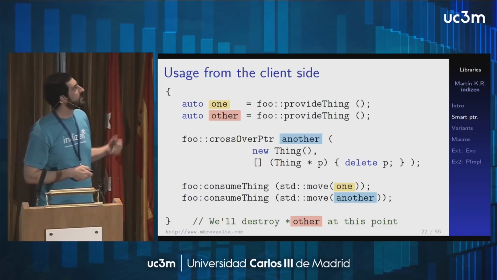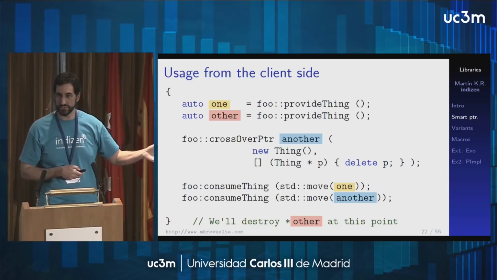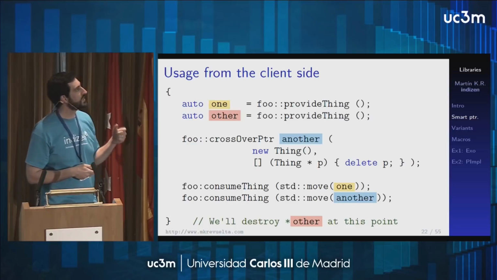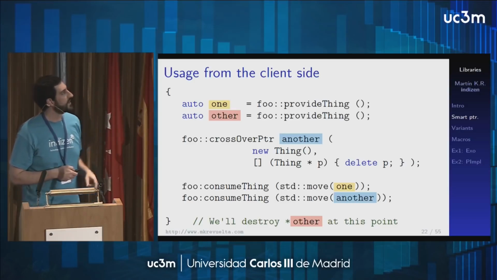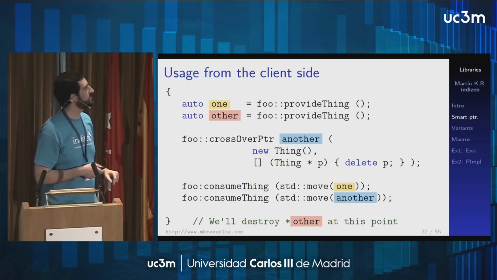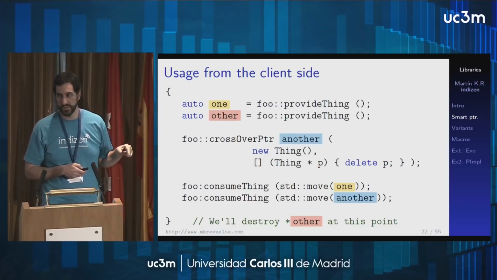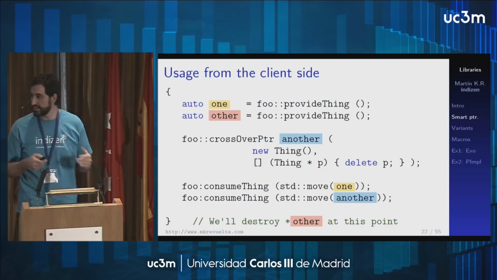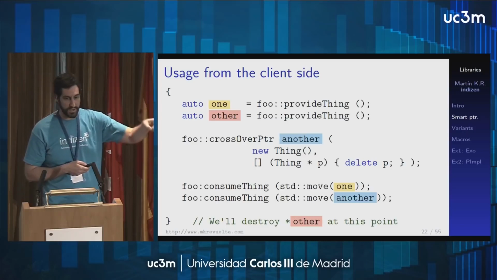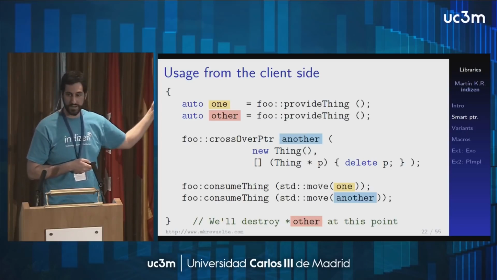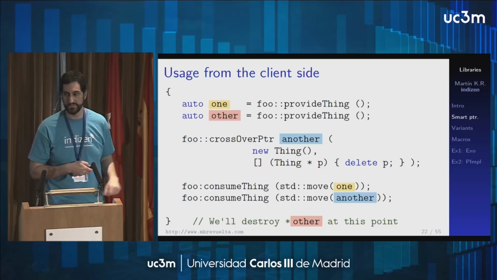Here is an example. We create one thing and other thing calling the library. The library creates the 2 objects and returns the unique pointers. And then we create a third thing, another, in the client side, and specify the deleter with a lambda, just as before. Now we can pass one and another to the library, and the library does whatever it has to do. When it ends with these objects, it will call the deleter of one on the library side and the deleter of another right here on the client side. And we would destroy other when going out of scope.